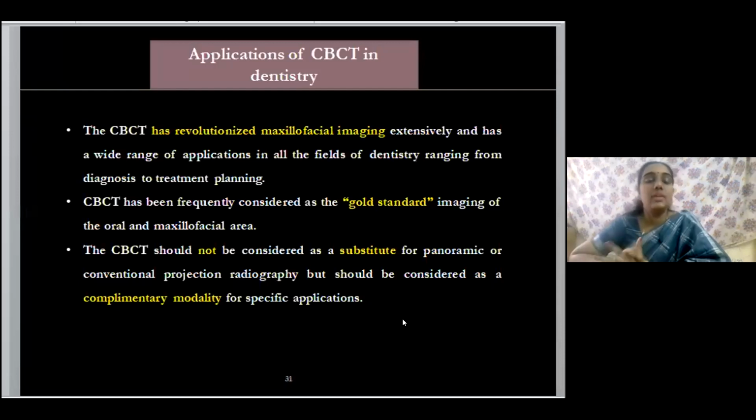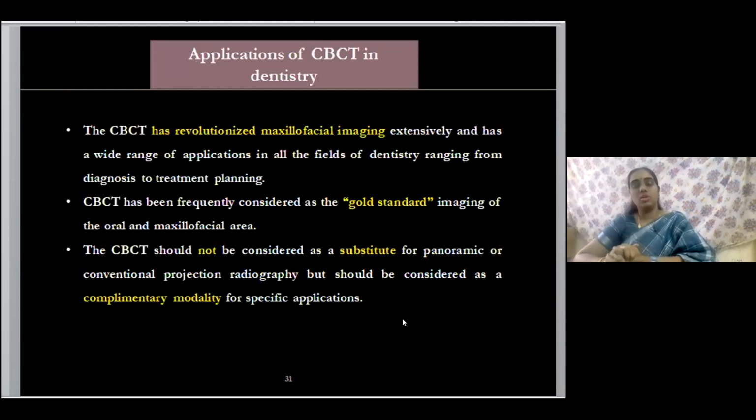Yes, now I've completed all the basics of CBCT: what the advantages are, what the disadvantages are, and all the artifacts which are present. Now we'll be entering into applications of CBCT in dentistry.